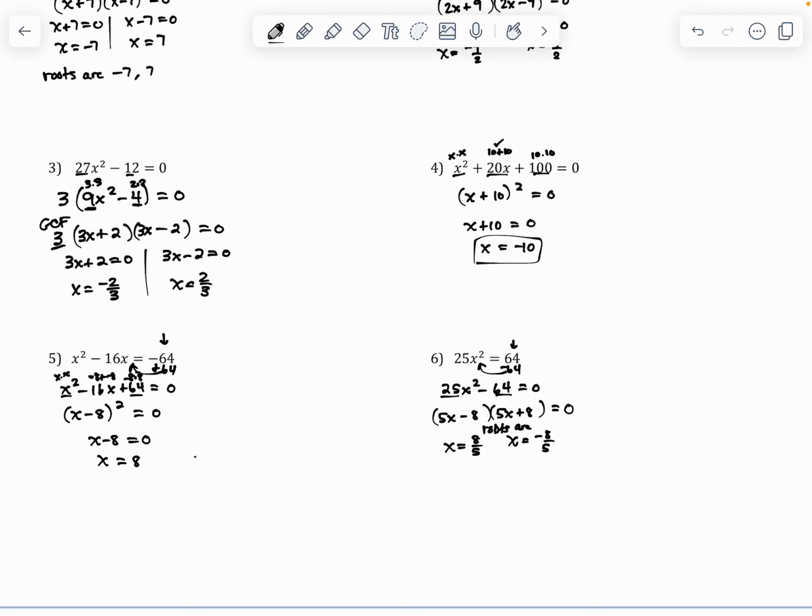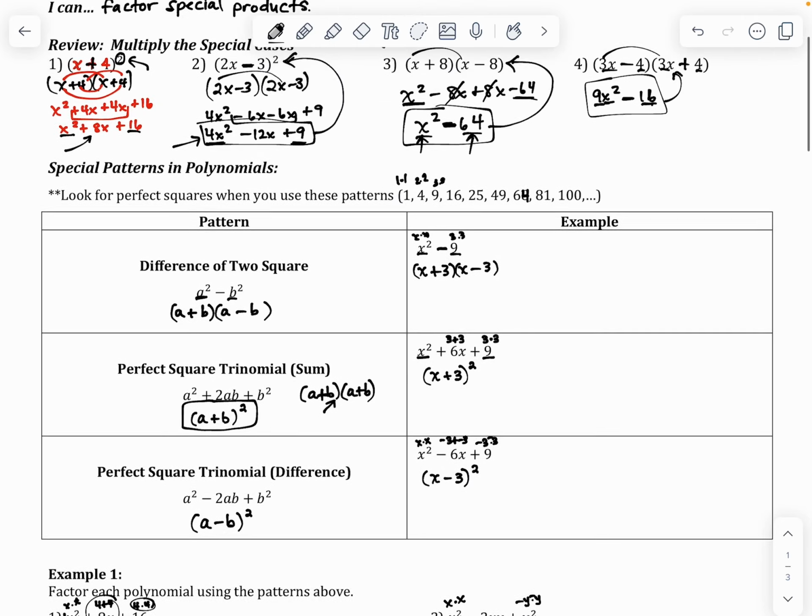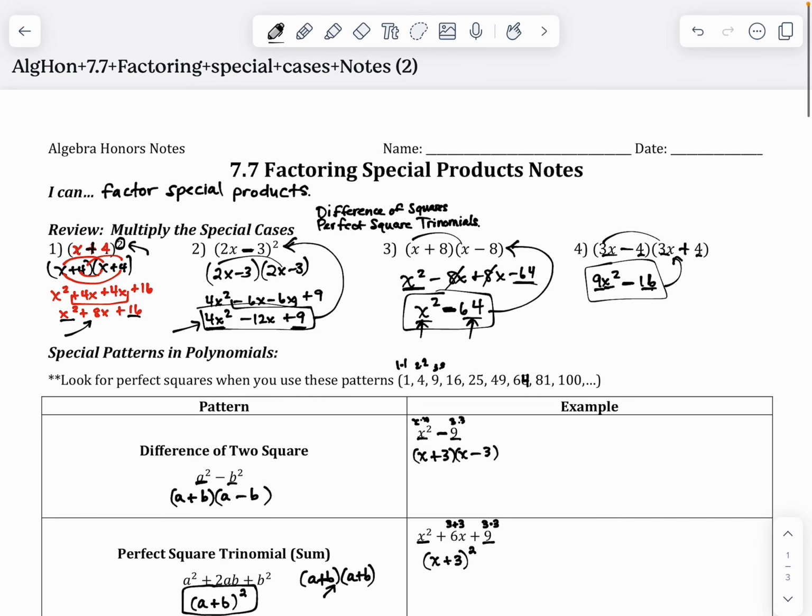Pretty easy. You should be able to pick up on all the patterns, and once you start seeing them more, you should be able to factor them pretty easily.